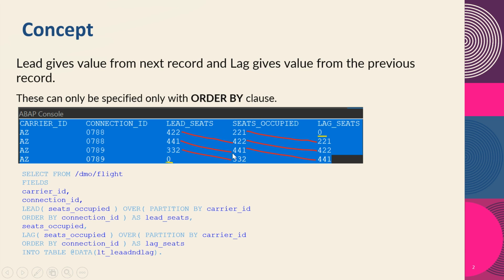So how we present the seats occupied value, whether lead or lag, depends on these functions, and it is driven by the requirement, either we show the next record or we show the previous record.